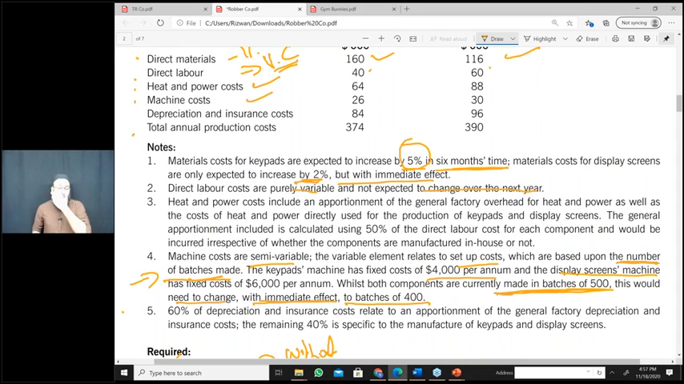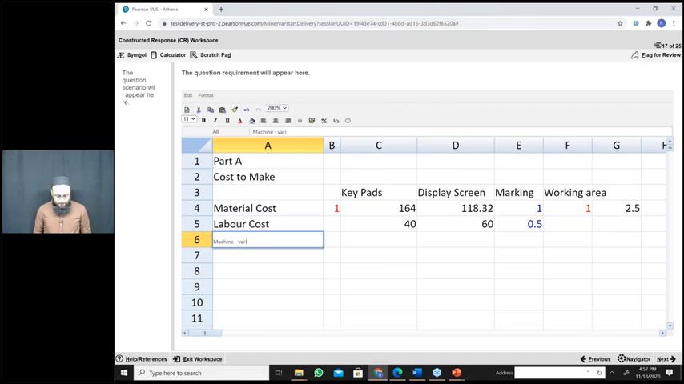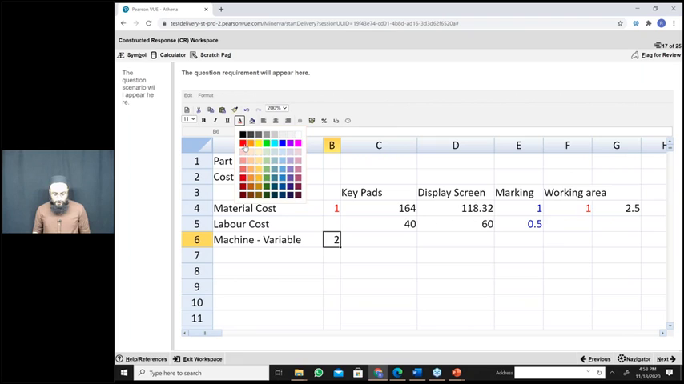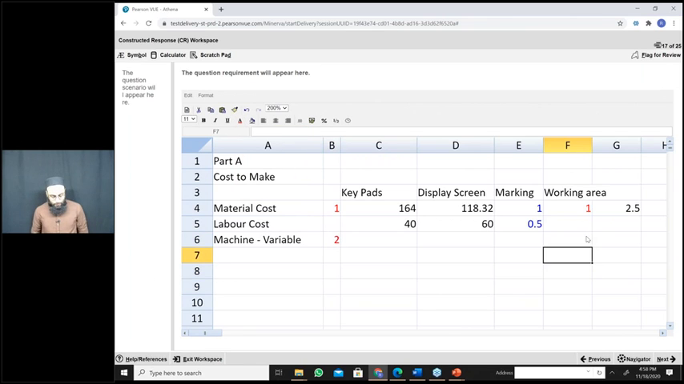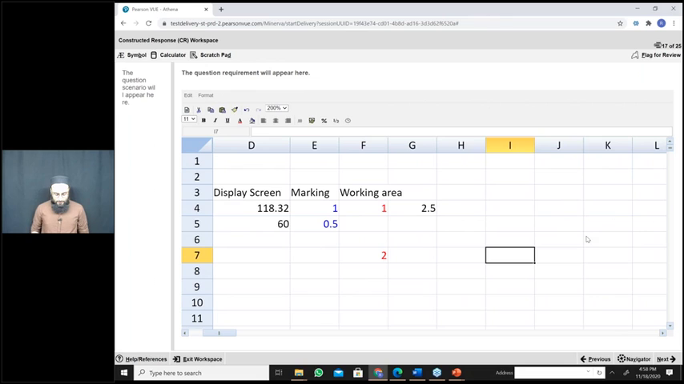So we are concerned here with the variable element of machine. So let's go to our work area, machine variable. Okay, not concerned about fixed one. Working number 2 is the reference I've given here to show the logical structure of my working. My examiner will prefer this. Okay, now let's start the working. So, keypad, display screen, right? Let's look here at the current cost.